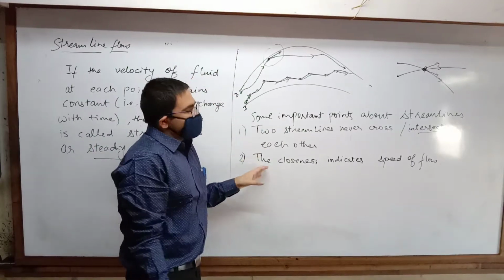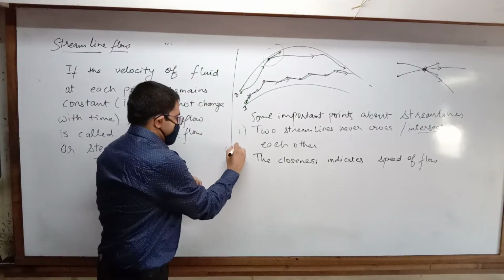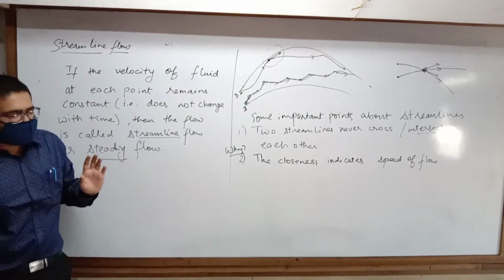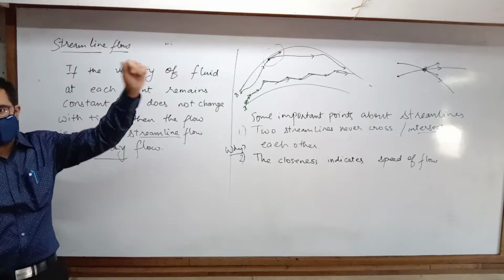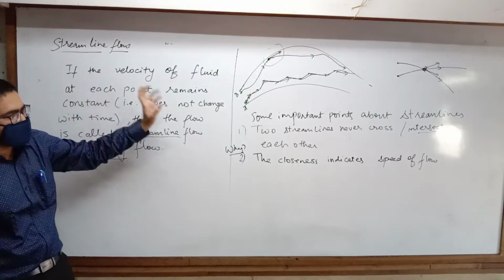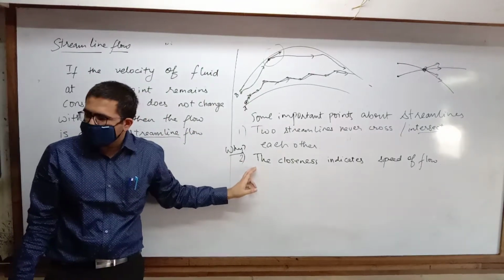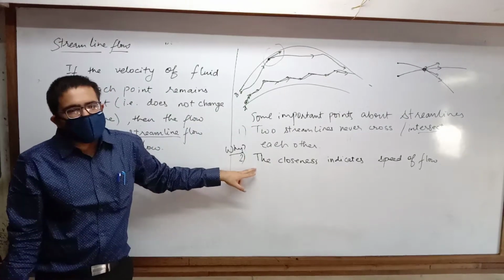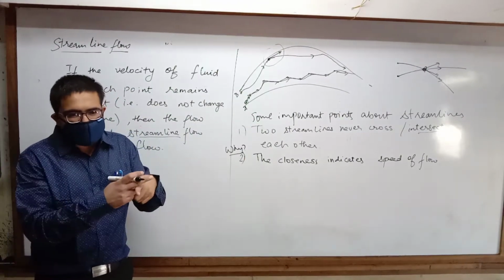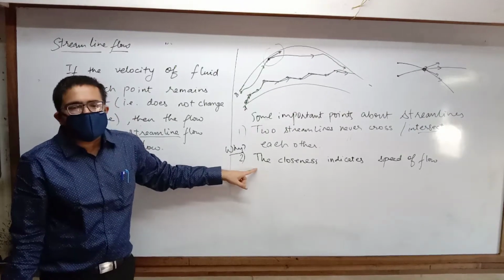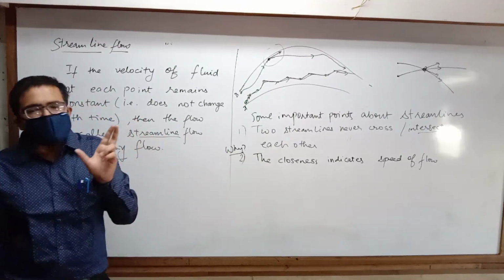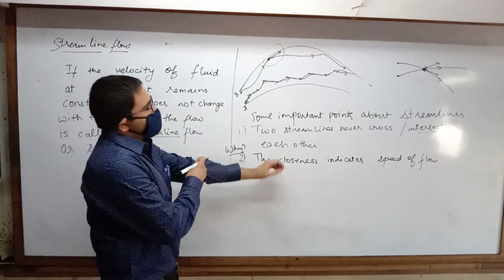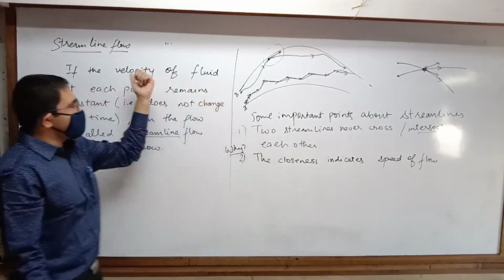Now, why does this happen? I will definitely explain the reason, but you'll have to wait for it. When we derive some next property, next characteristic of flow, we will understand why this happens. Okay. So again, these are two things that you should remember. That they don't cross, and closeness indicates speed of the flow of fluid. Right? Okay. This is only one type of flow.